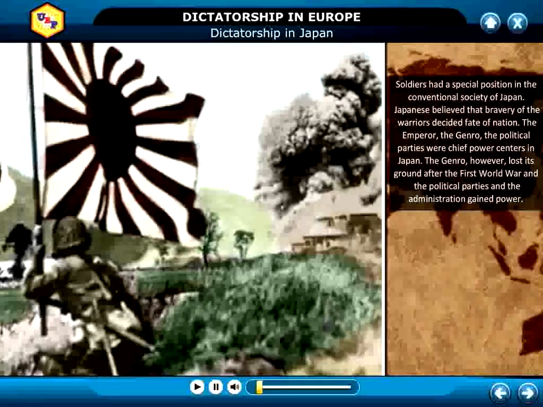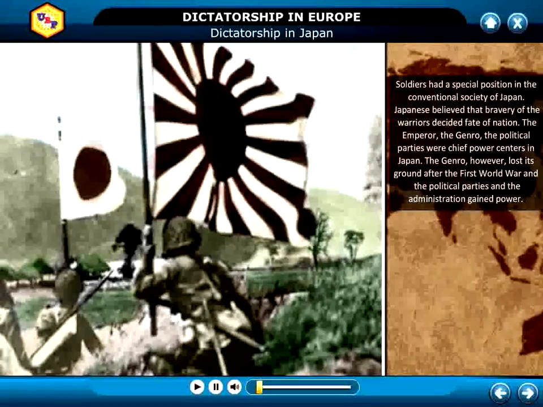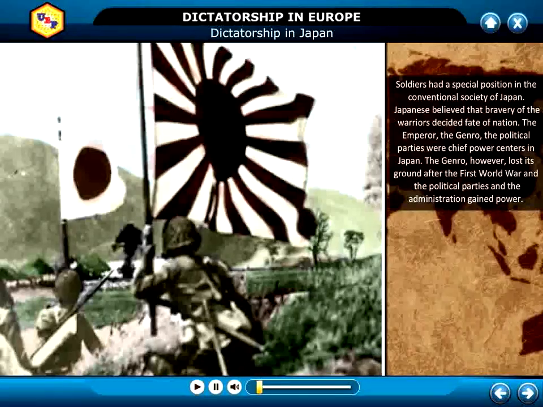Soldiers had a special position in the conventional society of Japan. The Japanese believed that the bravery of the warriors decided the fate of the nation. The emperor, the general and the political parties were the chief power centers in Japan.